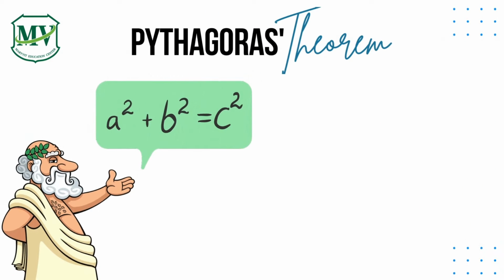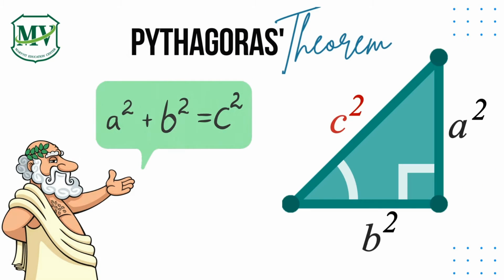The Pythagoras theorem states that the square of the hypotenuse of a right-angled triangle is equal to the sum of the square of the other two sides. What does it mean? When we add up the square of A and B, it is equal to the square of C.